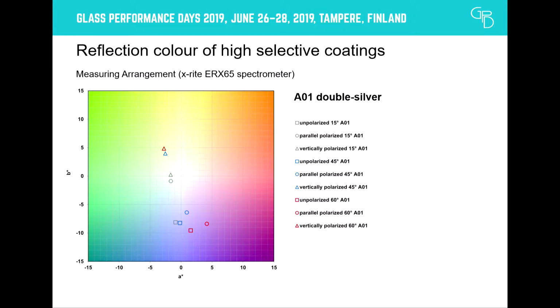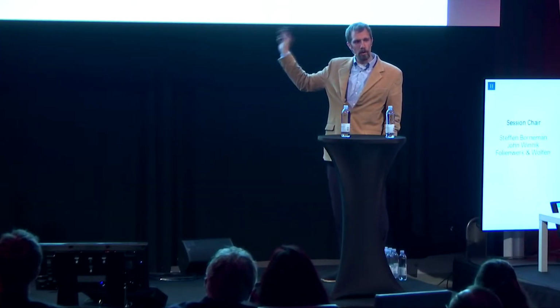and then we started looking at the double silver coated glass units. And we can see that those values are spreading out much more. When we start with the unpolarized light, the measurements are much closer together, unpolarized and polarized under a normal angle, almost perpendicular to the surface. And when we then start changing the angle, the values are shifting apart quite significantly. So the same coating will appear in all of those different colors.